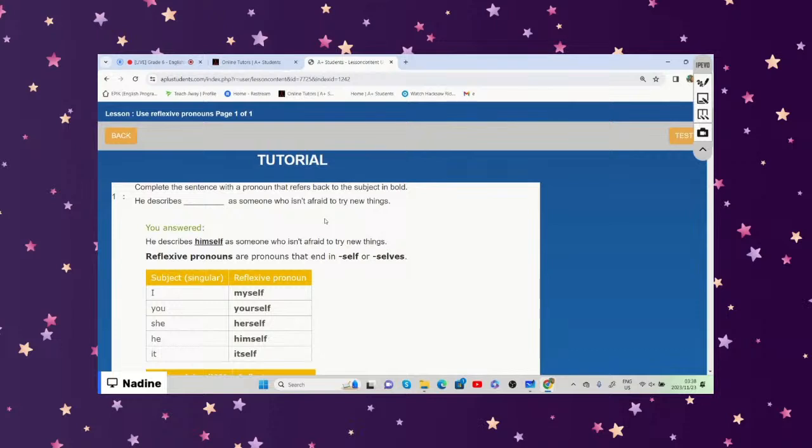And if we look at the subject that it needs to refer back to, it needs to refer back to the subject, which is he. So, what is the reflexive pronoun that we are going to identify? Is it myself, yourself, herself, himself, or itself?